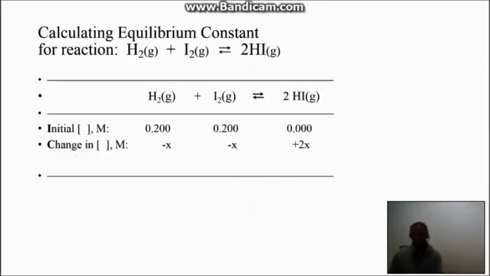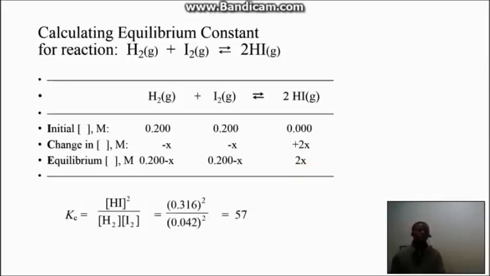So our equilibrium concentration can be given by 0.200 minus x for each of the reactants, and then 0.00 plus 2x, or just 2x, for the products. So from here, that's how we can now work on figuring out what to do with these x's that we are given.